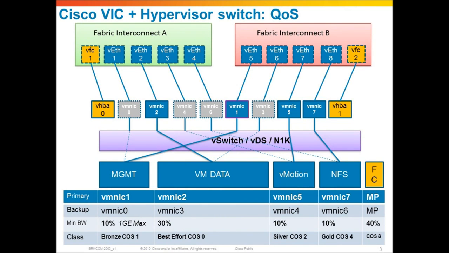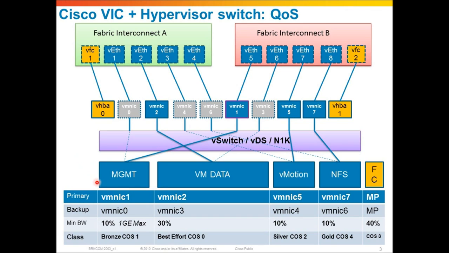So here is one design. This is just an example design of using the Cisco VIC in a VMware machine, and we're going to use the QoS capabilities that we discussed on the previous slide to provide some guaranteed bandwidth to different types of traffic for your VMware implementation. So what we're showing here is a server, a VMware host running the vSwitch, Virtual Distributed Switch, or Nexus 1000V, and we've defined up to 8 vNICs on the Palo adapter, and we're also running Fibre Channel over Ethernet. We've got a couple of vHBAs.